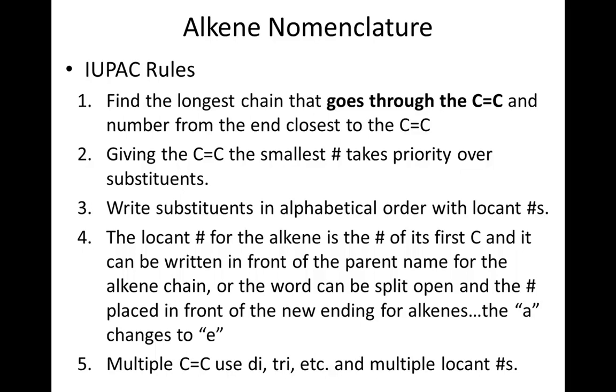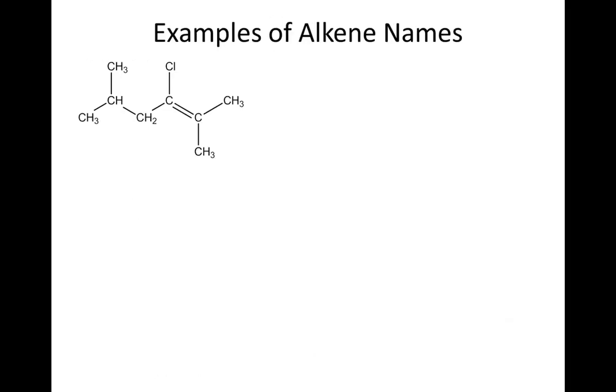And if you have more than one double bond, you can use prefixes for multiple appearances, but you also have to have multiple numbers to tell where they all are. So let's look at some examples. So here's a fairly straightforward case. It's obvious that in order for us to find the longest chain that goes through the double bond, and to give it as small a number as possible, we're going to have to start on this side of the chain.